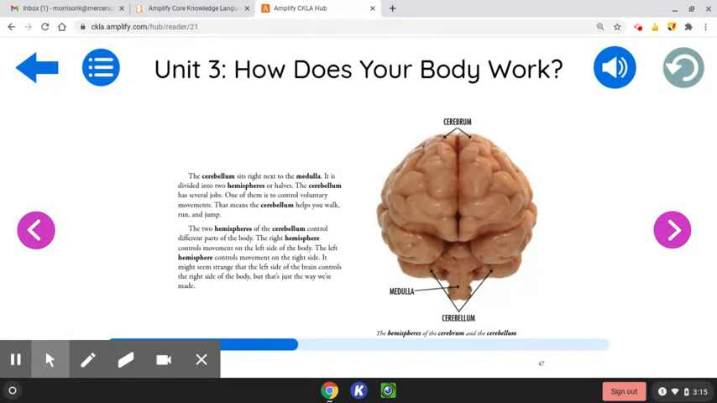It might seem strange that the left side of the brain controls the right side of the body, but that's just the way we're made. So they're saying that your right side of your brain is actually controlling things that you're doing with the left side of your body. And over here we have another diagram. See, there's arrows pointing to different parts of the brain, and that would be a diagram, right? Another text feature that we've been talking about. And it says on the caption under the diagram, the hemispheres of the cerebrum and the cerebellum.